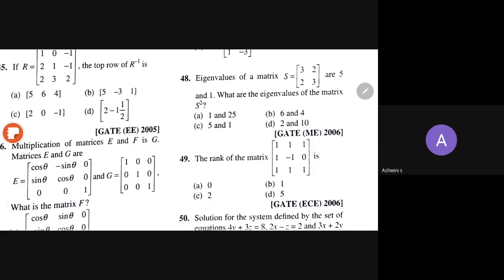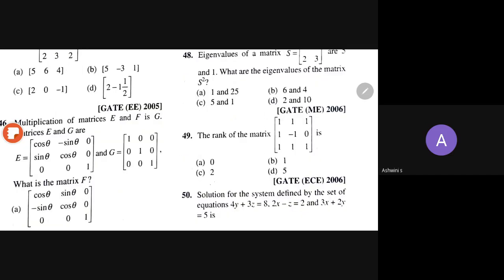How are you coming to 1 and 25? Because it's 5 and 1, the square will be 1. Yeah, right. You are right. Correct. So 1 and 25. That property is there: if A has eigenvalues lambda 1 and lambda 2, then A square has lambda 1 square and lambda 2 square. Right, you are right.